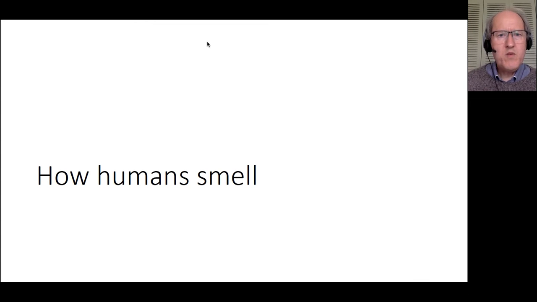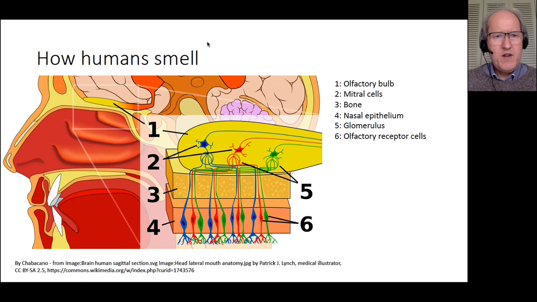So first, what's going on when we smell something? This helpful figure from Wikipedia says quite a lot. There's a cut through, obviously, of a human head, and you imagine inhaling some air, so that the air travels up through your nose, shown on the left, and then it goes underneath the nasal epithelium. There's a piece of the brain just behind the skull at the top, at the back of the nose, where the air flows past.